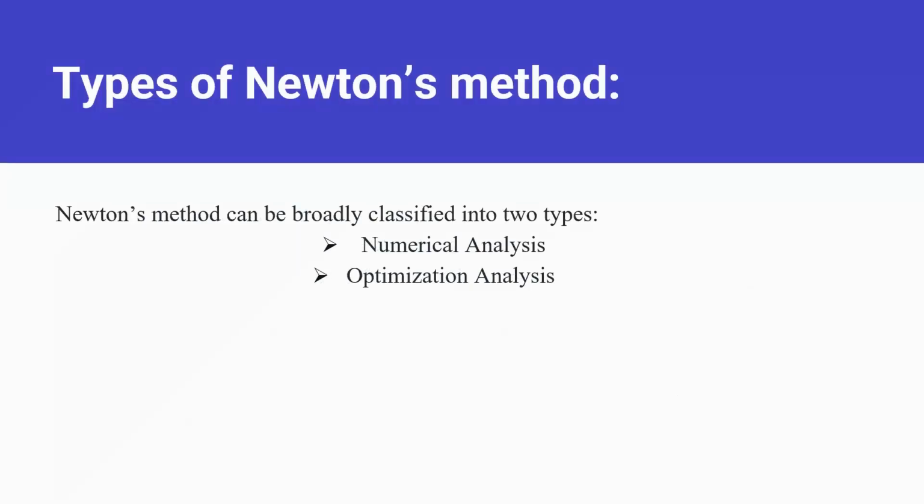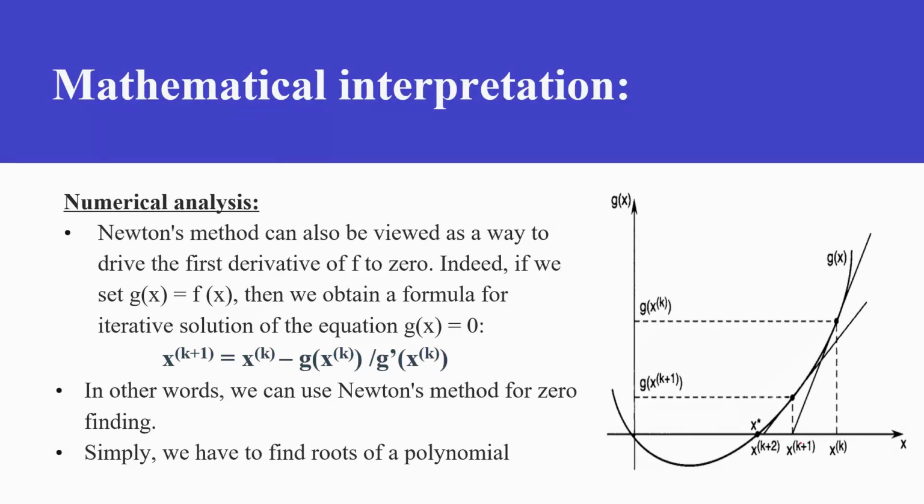Types of Newton's method. Newton's method can be broadly classified into two types: numerical analysis and optimization analysis. Let us discuss the mathematical interpretation of numerical analysis. First of all, I would like to explain this graph clearly. Let us consider x_k, a point present on the g(x) function, and then I draw a tangent at the point x_k. It will meet the x-axis at the x_{k+1} point.